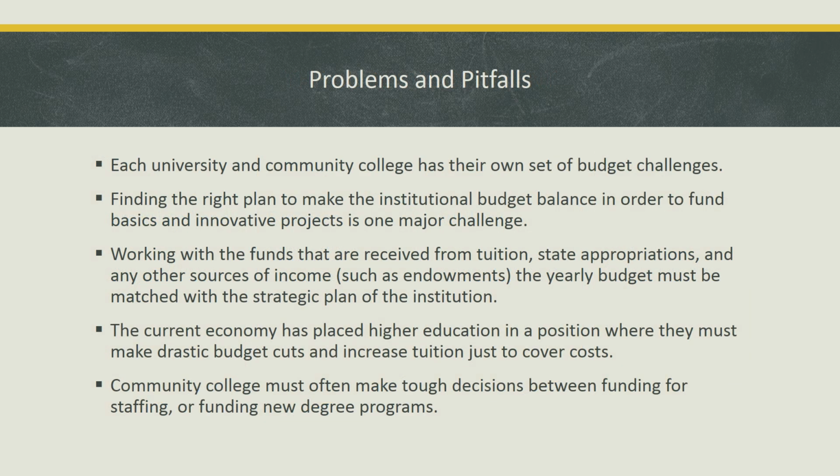Problems and pitfalls. Each university and community college has their own set of budget challenges. Finding the right plan to make the institutional budget balance in order to fund basics and innovative projects is one major challenge. Working with the funds that are received from tuition, state appropriations, and any other sources of income, such as endowments, the yearly budget must be matched with the strategic plan of the education institution. The current economy has placed higher education in a position where they must make drastic budget cuts and increase tuition just to cover costs. Community colleges must often make tough decisions between funding for staffing or funding for new degree programs.